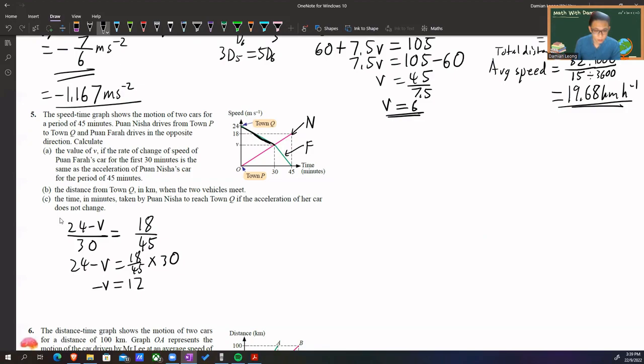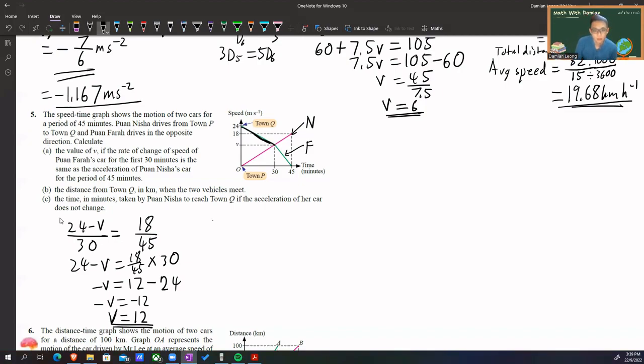Get rid of the 24. Positive opposite minus. So negative V is negative 12. V will be 12. Yeah, that is the value of V.